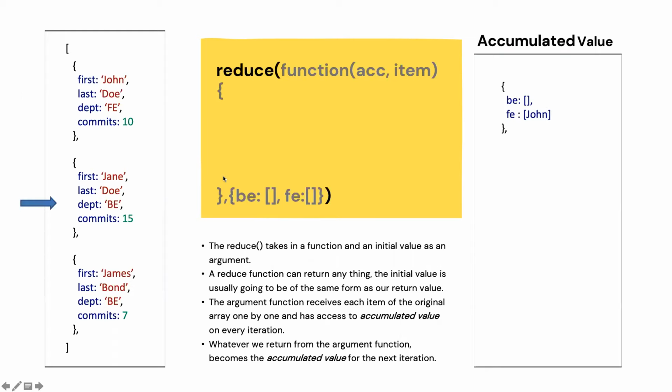Now for the second iteration, can someone tell me what the accumulated value is? Please feel free to unmute and tell me what all items we have access to, so I know we are moving on the right track.